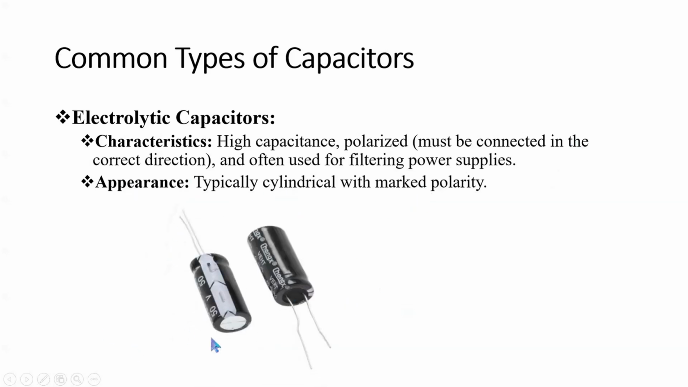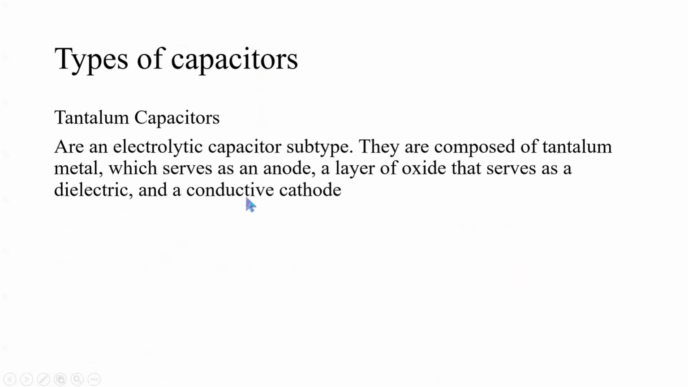And when you look at such a capacitor, this is an electrolytic. Looking at the legs of this capacitor, the longer one is positive and the shorter one is negative. Therefore, this is positive, this is negative. Yeah, types of capacitors.